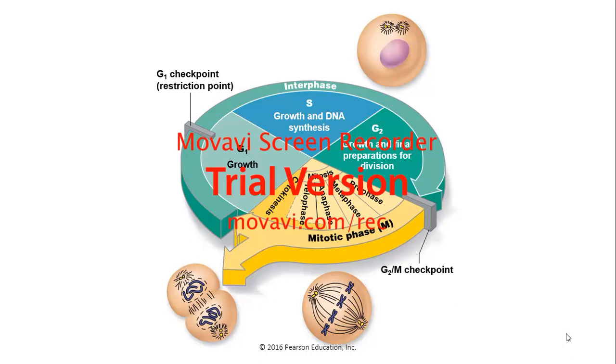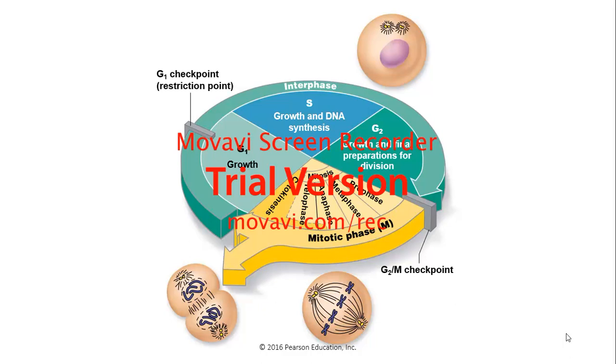Essentially, look at these checkpoints. If everything's good, then the cell says, okay, everything's good, you go on to the next phase of the cell cycle. But if everything's not good, then you need to hold on a minute. We don't need to move on to the next phase of the cell cycle. And again, these checkpoints are very, very important.